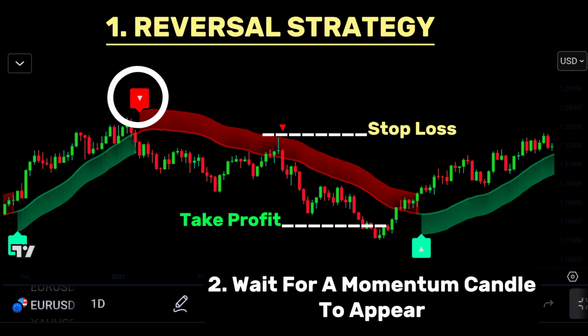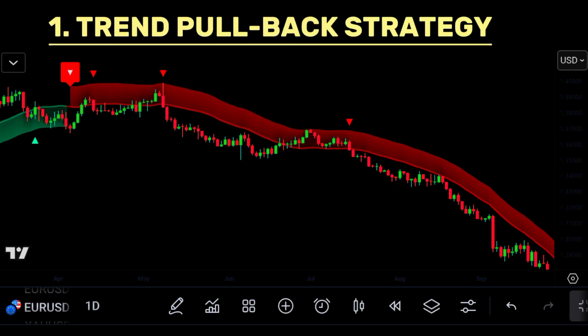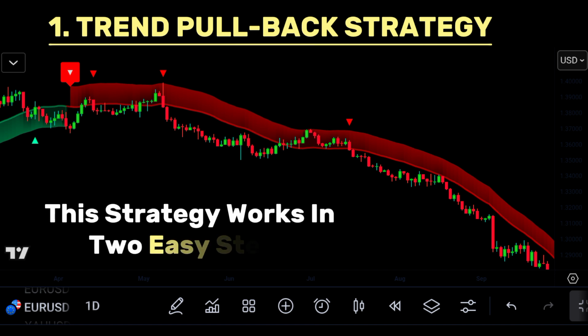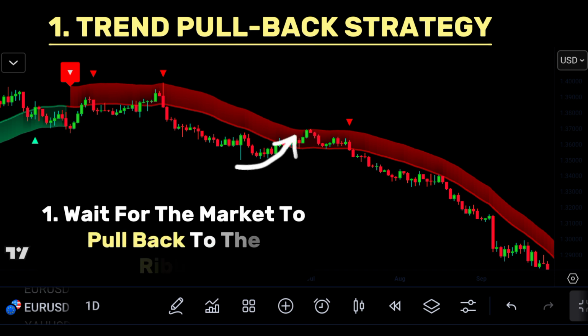Now, let's see how the second strategy works, which is the trend pullback strategy. This strategy works in 2 easy steps. The first step is to wait for the market to pull back to the ribbon, the red ribbon in this case, making sure that price did not trade outside the ribbon.